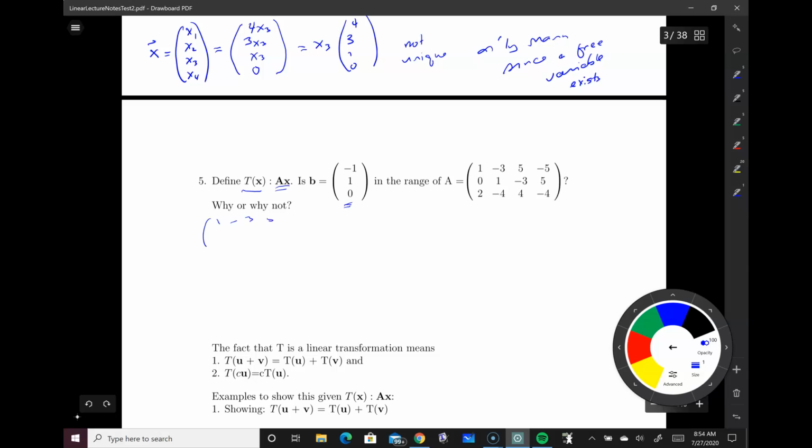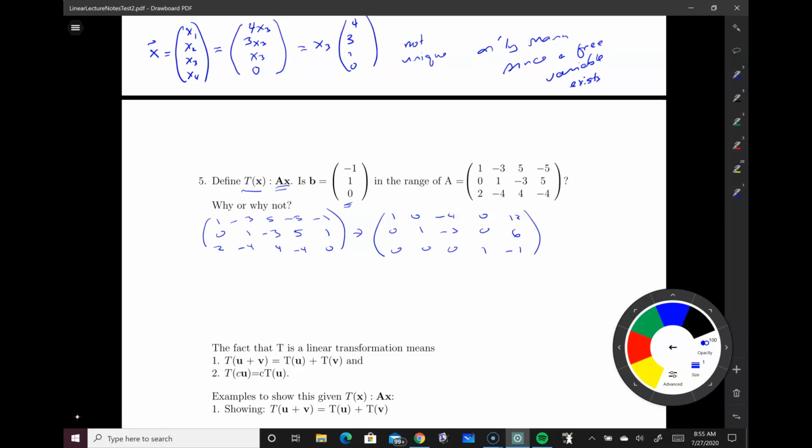So 1, -3, 5, -5, -1, 0, 1, -3, 5, 1. So putting this into your calculator, doing reduced echelon. So I got this for the first row, this for the second row. Okay, so remembering this is an augmented matrix. So that means from here, I'm going to get some solutions, right? It looks like I have a pivot here, a pivot here, and a pivot here.